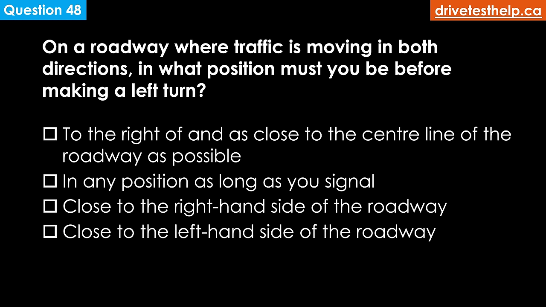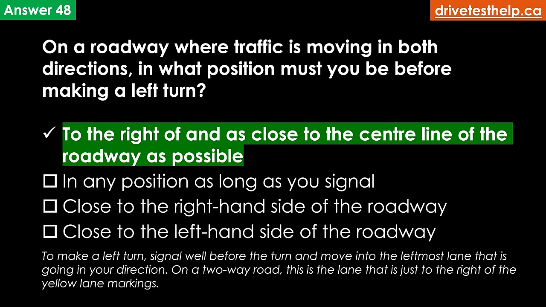On a roadway where traffic is moving in both directions, in what position must you be before making a left turn? To the right of and as close to the center line of the roadway as possible. In any position as long as you signal. Close to the right-hand side of the roadway. Close to the left-hand side of the roadway. The correct answer, to the right of and as close to the center line of the roadway as possible.